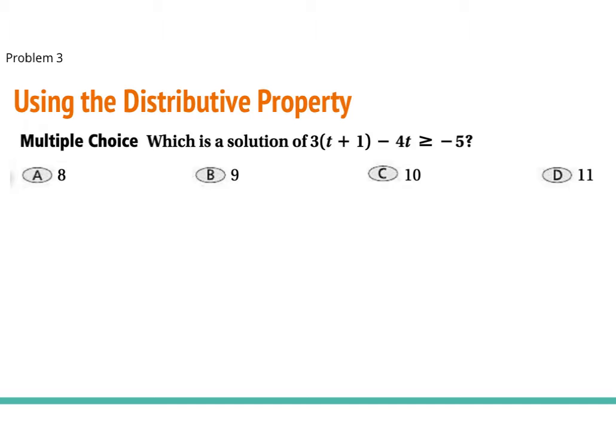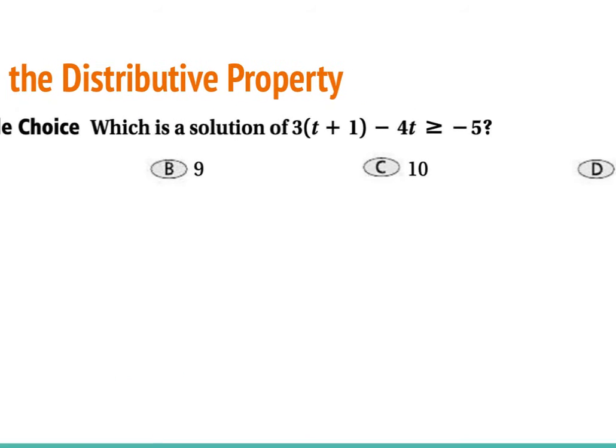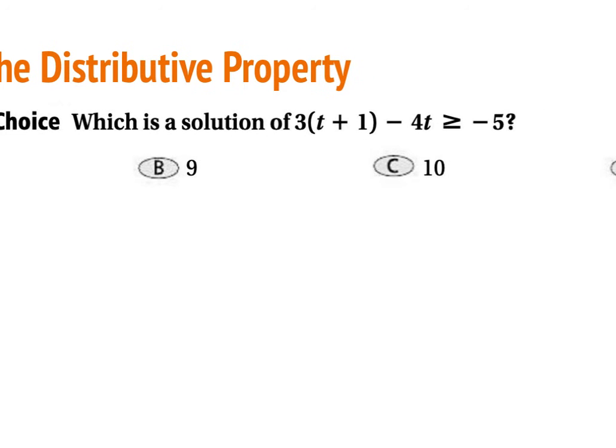All right, this next one is a multiple choice problem. It says, which is a solution of 3 times t plus 1 minus 4t is greater than or equal to negative 5. So what we got to do is we have to actually simplify the left side of this inequality. In order to do that, the first thing that I noticed was we can distribute that 3 to the things that are inside. So let's do that first.